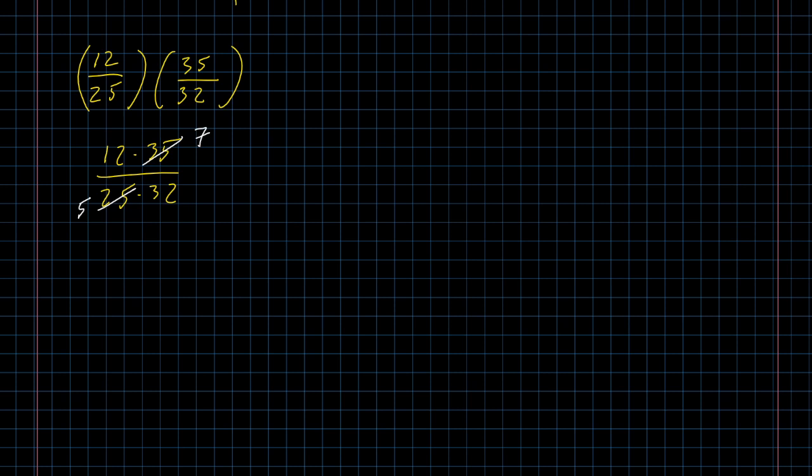The common factor, one of the 5's cancel out, leaving a 7 in the numerator and leaving the other 5 in the denominator. Then you have 12 and 32. 12 is 4 times 3, and 32 is 4 times 8. The common factor of 4 cancel each other out, leaving you with the 3 in the numerator and the 8 in the denominator. And 3 times 7 over 5 times 8 is definitely an easier expression to evaluate. 3 times 7 is 21, 5 times 8 is 40, and there is nothing else we can do to reduce that fraction.